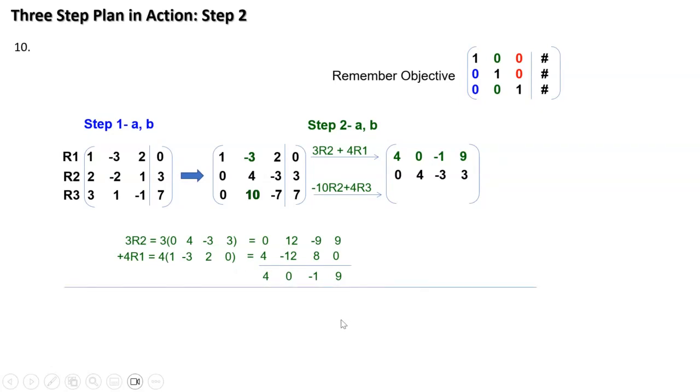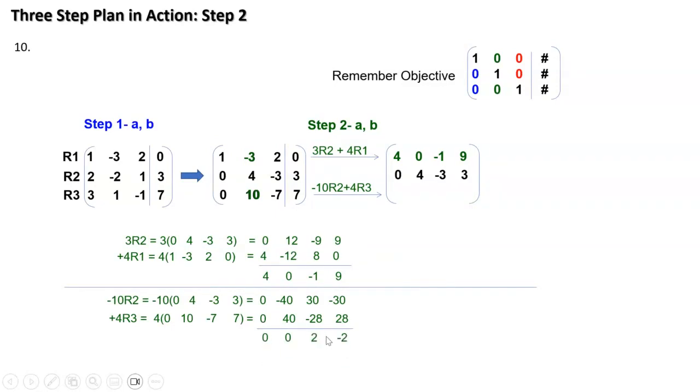Now I'm going to do the next step. Negative 10 row 2 will give us negative 10 times 0, negative 10 times 4, negative 10 times negative 3, and negative 10 times 3, which gives us 0, negative 40, 30, and negative 30. Plus 4 row 3 is going to give us 0, 40, negative 28, and 28. After we do the operation, it gives us 0, 0, 2, negative 2. Because remember the plan that I mentioned, I would simplify as we go along to eliminate extra matrices. So here is a good example that we're going to simplify.